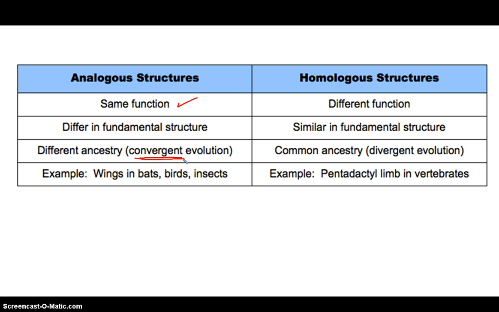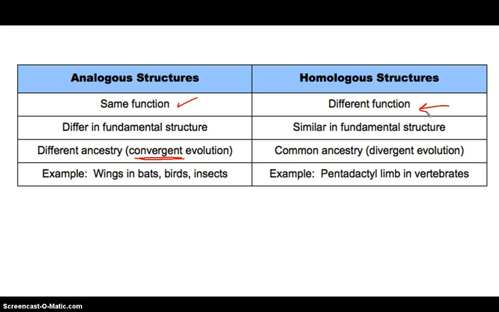They look similar because they're adapted to similar environments. So the example is wings in bats, birds, and insects. They all look similar because they're doing a similar job, but they came from very different places in terms of evolution. Now we contrast that with homologous structures, which have different functions.